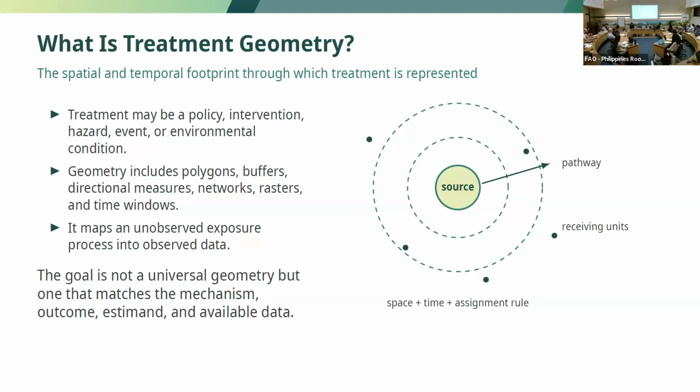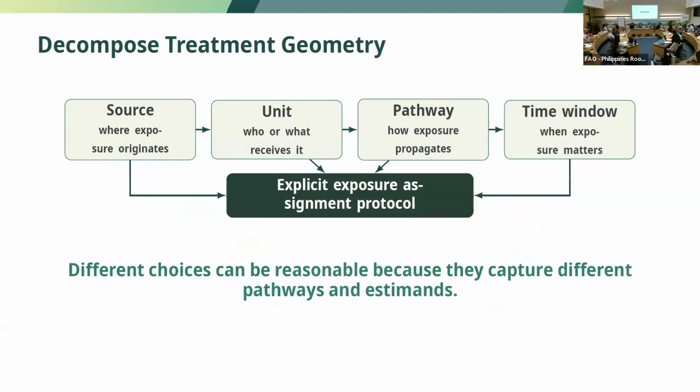And the goal isn't to define a universal geometry or standard that applies to everyone. The goal is to create a systematic way to think about how we make these choices so that we are better able to justify these choices in our paper, in our research, and if we can do a better job of justifying them, then our research becomes more transparent and more replicable.